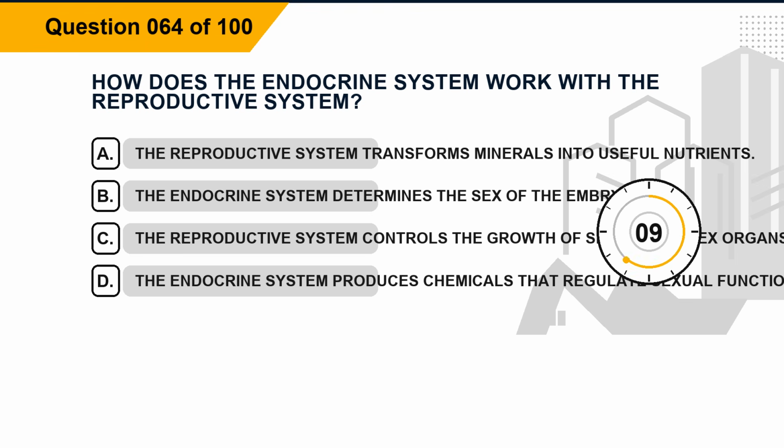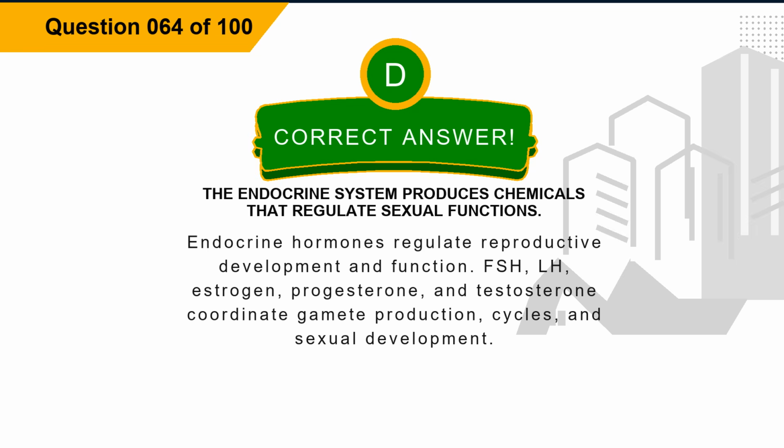Option C. The reproductive system controls the growth of secondary sex organs. Option D. The endocrine system produces chemicals that regulate sexual functions. The correct answer is option D. The endocrine system produces chemicals that regulate sexual functions. Explanation. Endocrine hormones regulate reproductive development and function. FSH, LH, estrogen, progesterone, and testosterone coordinate gamete production, cycles, and sexual development.